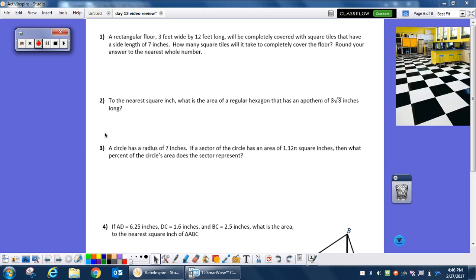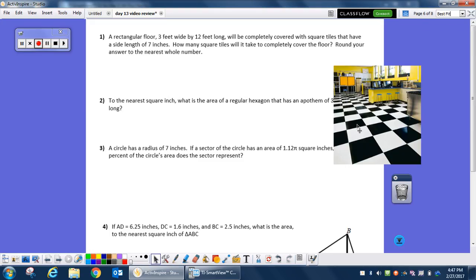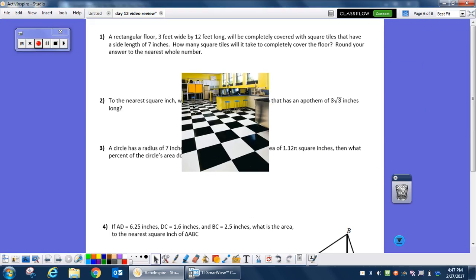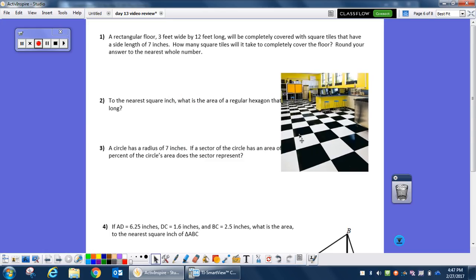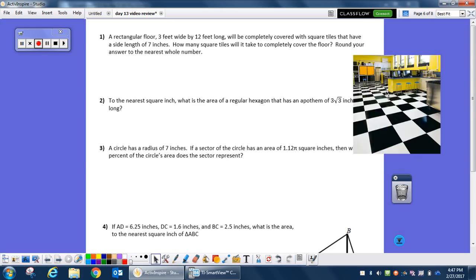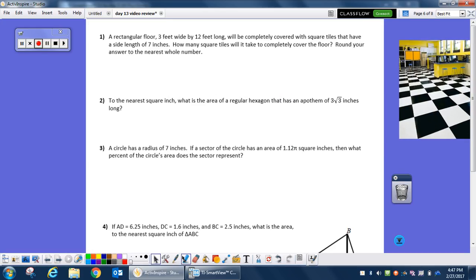Alright, so your first problem is the rectangular floor. So remember, this is when you are trying to figure out how many tiles are in the floor. If you need a visual, you can look at that picture. It's a rectangular floor, so you should be zoning in on rectangles: 3 feet wide by 12 feet long, covered in square tiles that have a length of 7 inches.